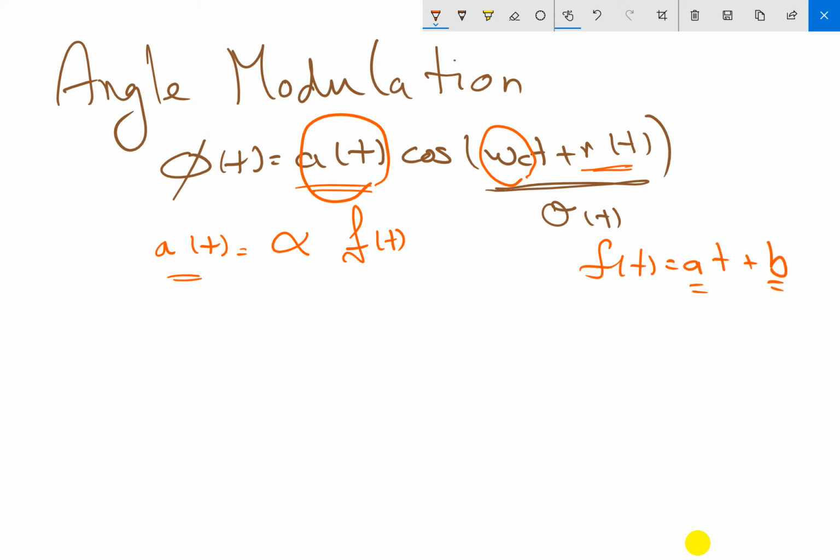So when we say that there's a linear relationship between the information signal and the amplitude of the modulated signal, this type of modulation called amplitude modulation, independent of the type of the amplitude modulation, whether we are speaking about double sideband, single sideband, vestigial sideband, suppressed carrier, large carrier, independent of the type of the AM modulation.